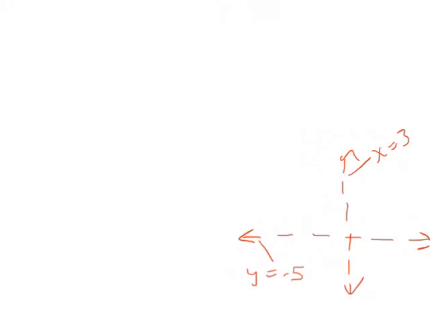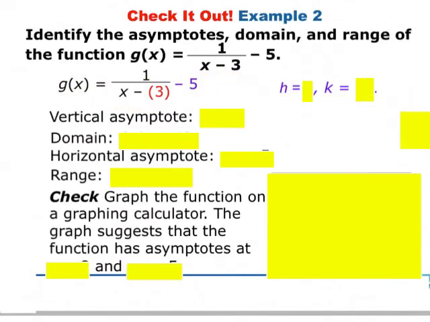In graphing this one, I want you to pause it for a moment and walk through this, and then we're going to talk about it. Now that you've gone through this, let me uncover a few of these things here. I see g of x is equal to 1 over x, with a -3. That means my h value is going to be a +3. My k value, I see -5. It's going to be k equals -5.